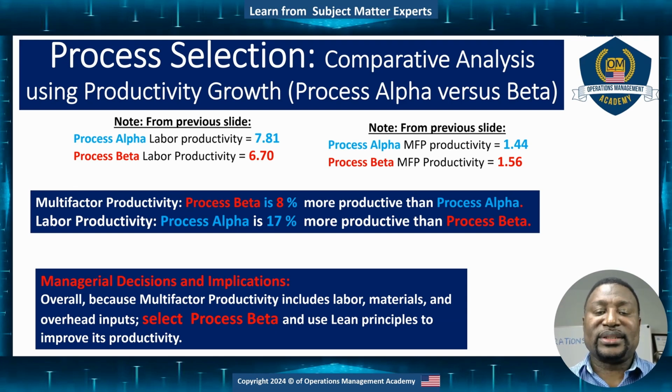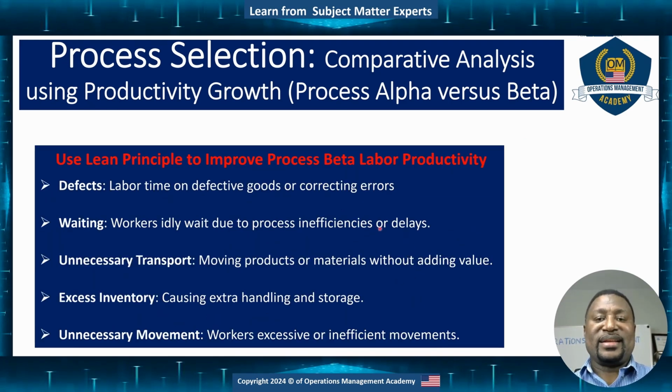So let's see some of the options that Kelly, the operations manager, has to improve process beta's labor productivity, because it was low. The first thing here is defects. Lean considers defects as waste. In terms of labor, this is the time that workers might spend on defective products and correcting them. I think that could be what is causing this. Another is workers waiting due to process inefficiency and delays. The fact that they are waiting could be the reason that labor productivity is low.